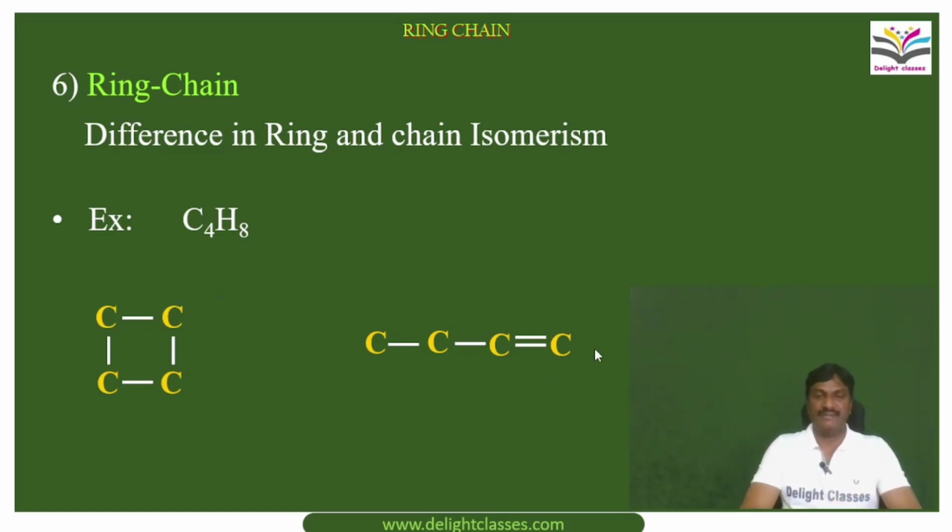Ring chain isomerism. There is a difference in ring and chain. Same formula, but the structure is different. One is in a ring, one is in a chain. That's why it is ring chain isomerism.